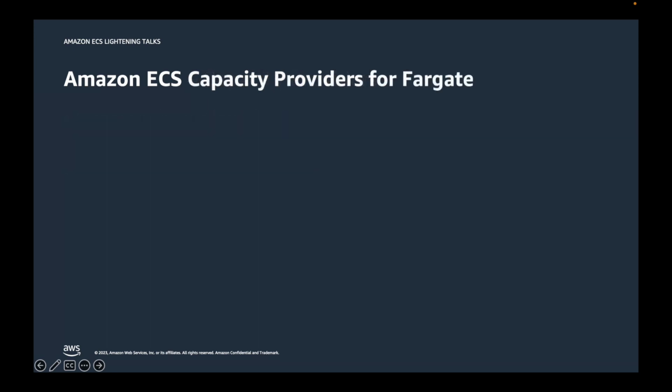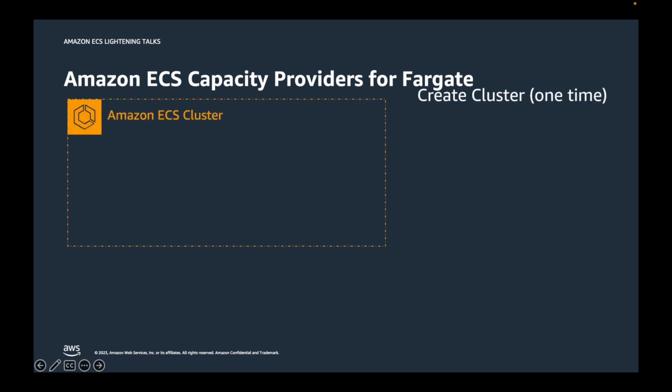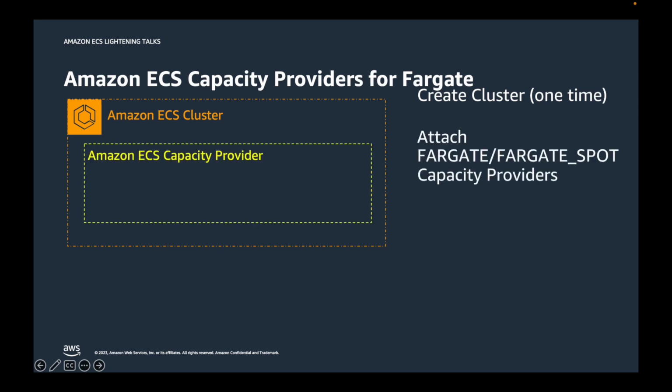Let's see how you can get started using capacity providers for Fargate. You first will create an ECS cluster and attach the Fargate and Fargate Spot capacity providers that are already available for you to be attached. And then you can simply run your tasks or schedule your workloads on these capacity providers.